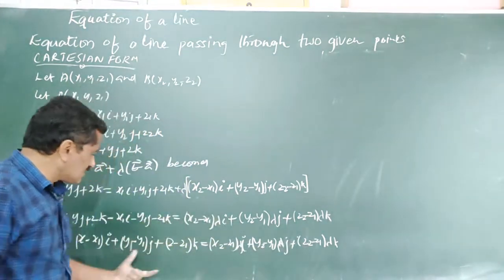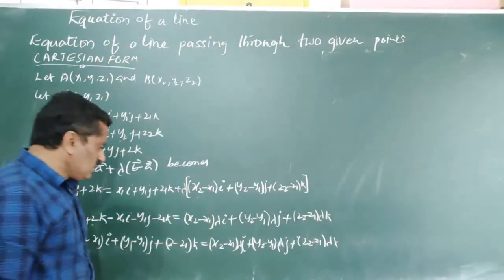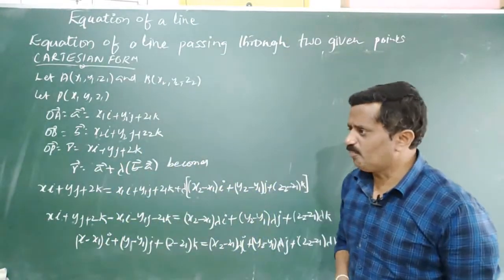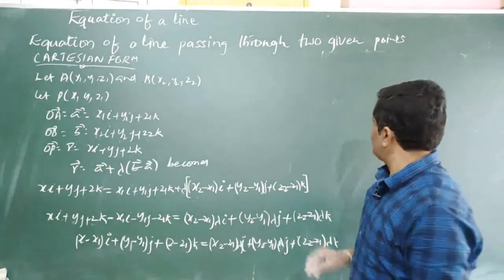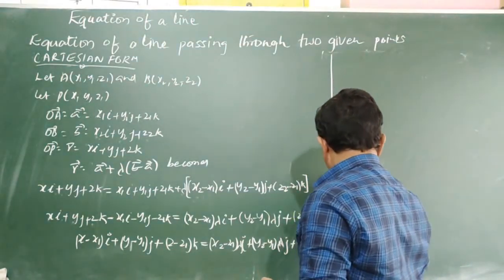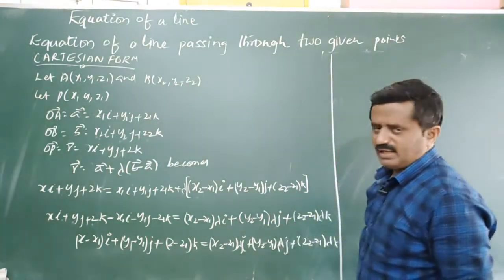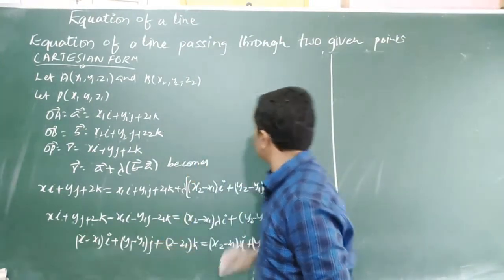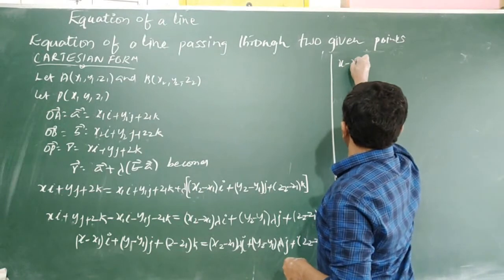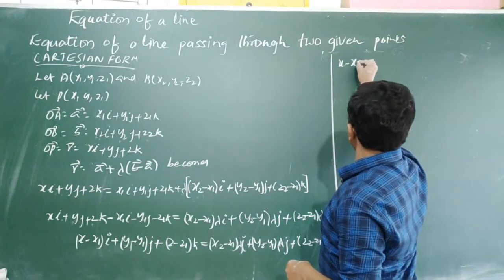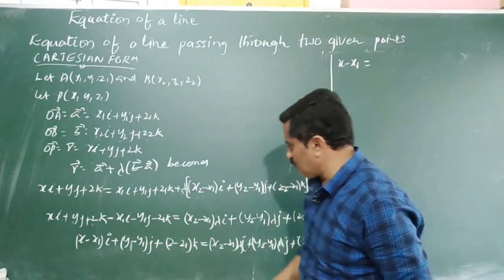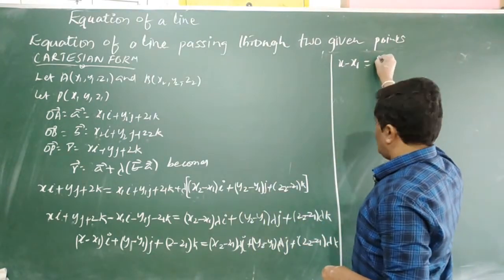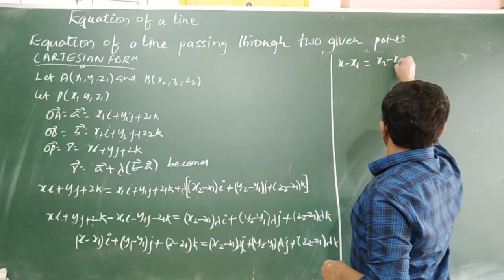Here the two vectors are equal. We know that if two vectors are equal, then their corresponding components must be the same. Therefore, equating the corresponding components. What is the component of i here? We have x minus x1 is equal to x2 minus x1 of lambda.